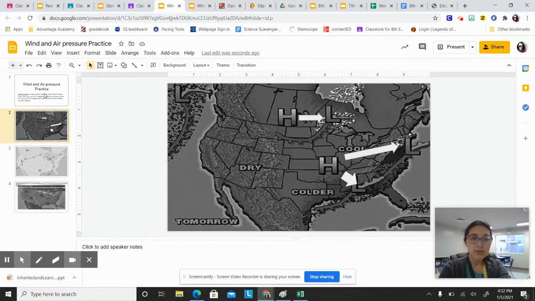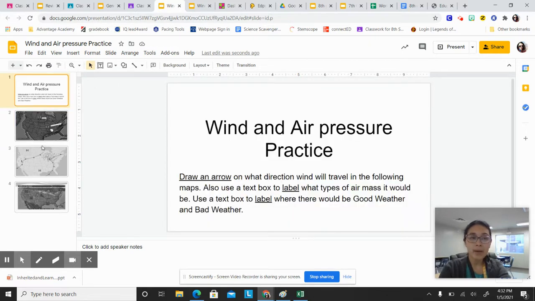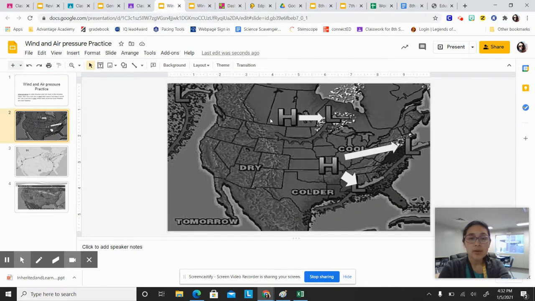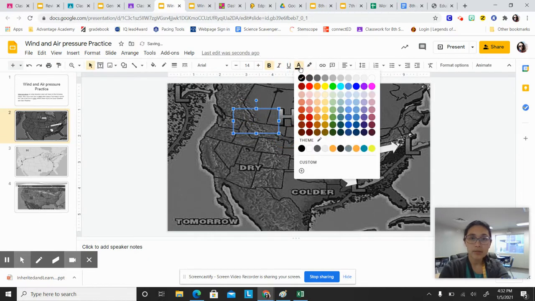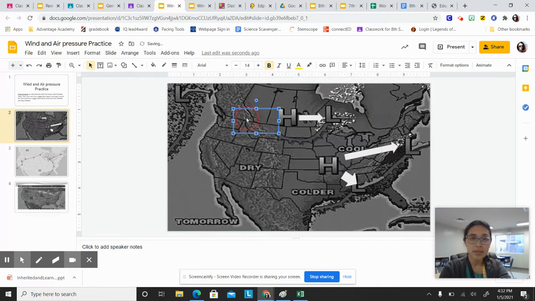The other thing it asks for is what type of air mass will be present in these. So you're looking at this air mass where the high pressure system is. So remember there were four words. There was continental and maritime, and then there was tropical and polar. So you're going to add a text box to type, and I would bold it and put it in maybe yellow so it's easy to see.